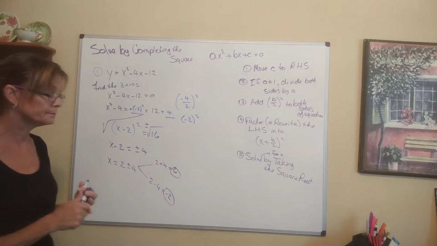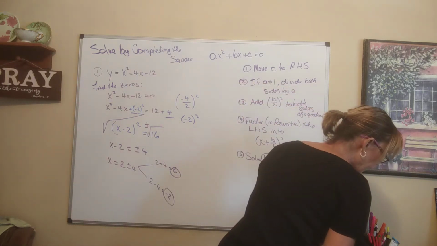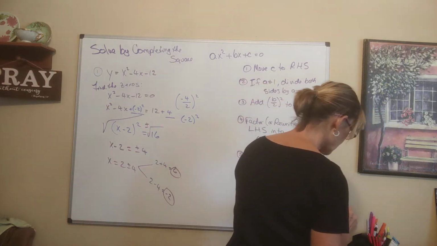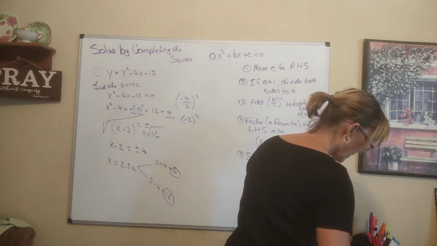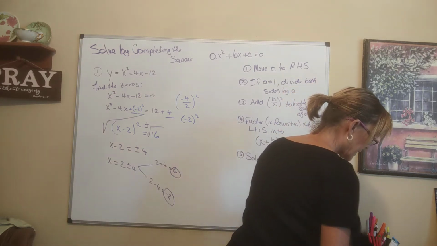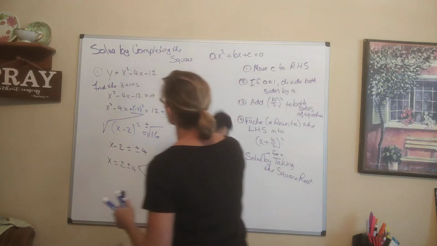Let's do another one. The next one we have is x squared plus 2x plus 3. So let's look at that one. x squared plus 2x plus 3.